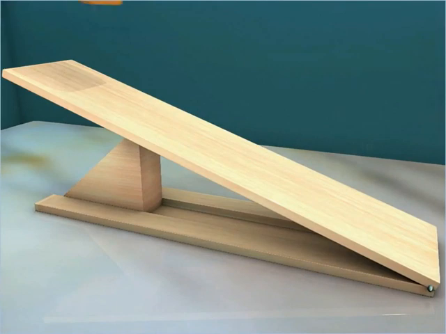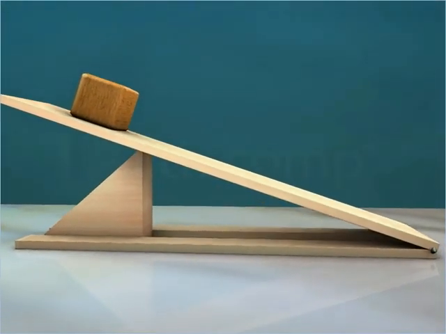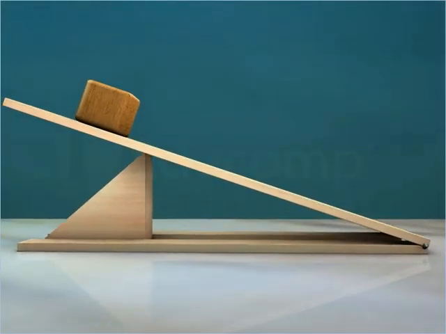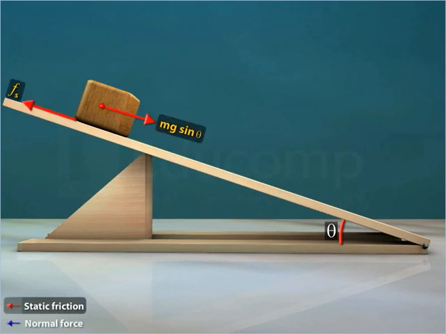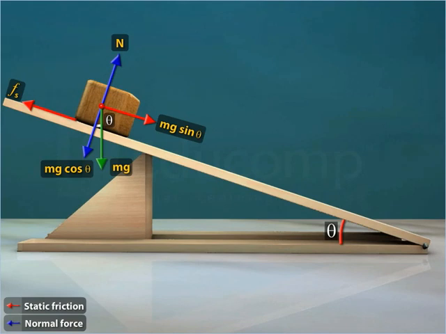If we place a block on an inclined plane, it does not move or slide down if the inclination theta is less than a certain value. This is because the force of static friction equals mg sine theta. We can represent various forces acting on the block. The weight of the body, mg, acts vertically downwards.